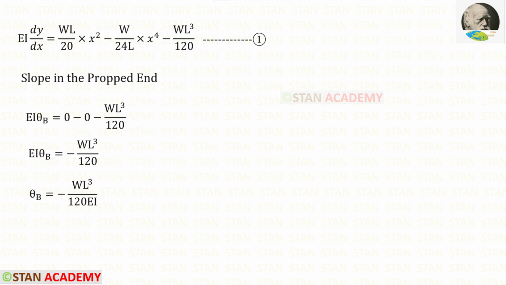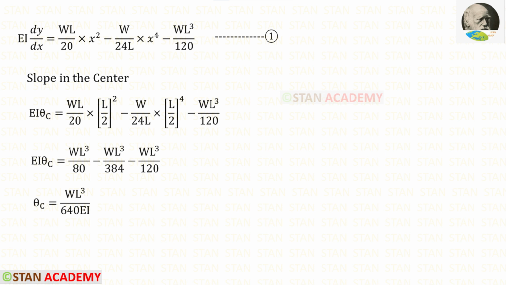Now let us find the slope at the free end. For that, in the slope equation, instead of x, we have to apply 0. When we do that, we will have the slope at the point B, which is equal to minus WL cube upon 120 EI. Now let us find the slope in the center. For that, instead of x, we have to apply L by 2. When we do that, we will get the slope in the center as WL cube upon 640 EI.